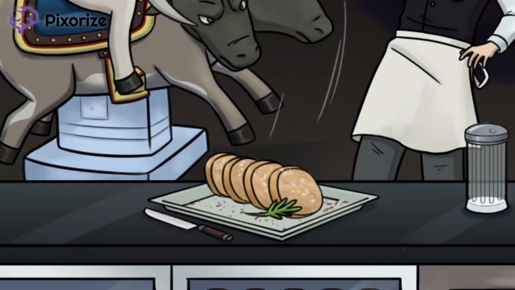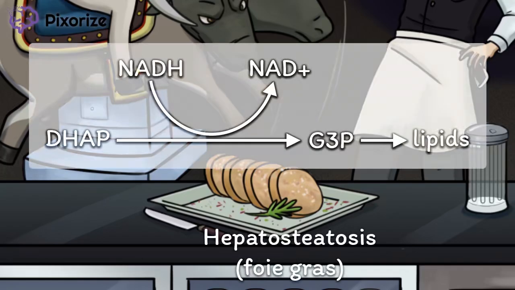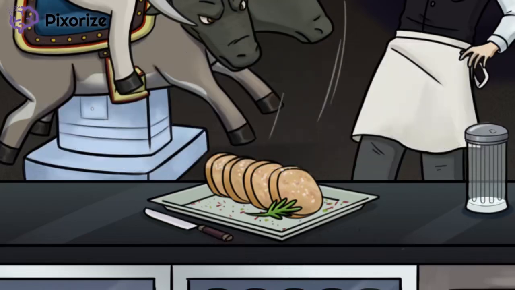By the way, foie gras is a French dish made of fatty liver, which is exactly what this symbol represents, hepatosteatosis or fatty change in the liver. A high ratio of NADH to NAD+ increases the production of glycerol 3-phosphate from dihydroxyacetone phosphate, or DHAP. And for chemistry buffs, you may recall how glycerol forms the backbone of fatty triglycerides. Therefore, this shift favors hepatosteatosis. Ever hear of alcoholic fatty liver disease? Now you know why it happens. Just remember our plate of foie gras and you'll be all set.